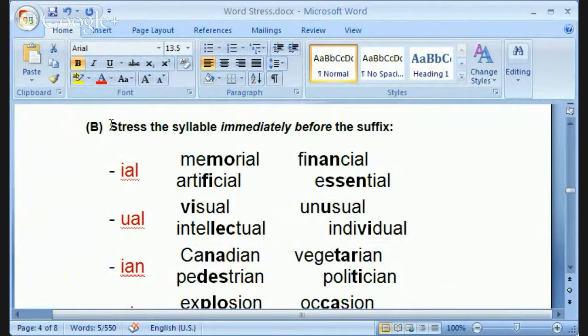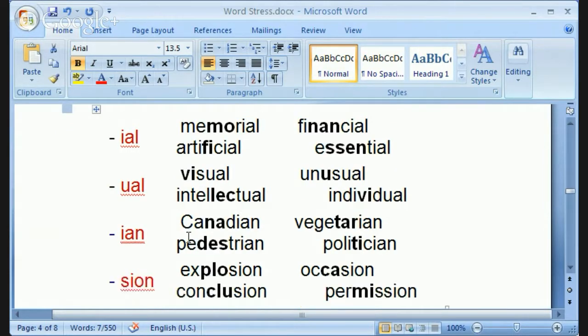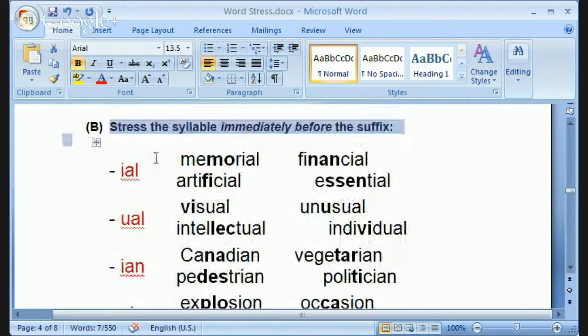There are suffixes where, when we add them, we stress the syllable immediately before the suffix. So it moves the stress wherever it may have been; it will be in front of the suffix when you add it. Maybe this changes it from the root word, maybe it does not. Now, here's the problem with this little thing.